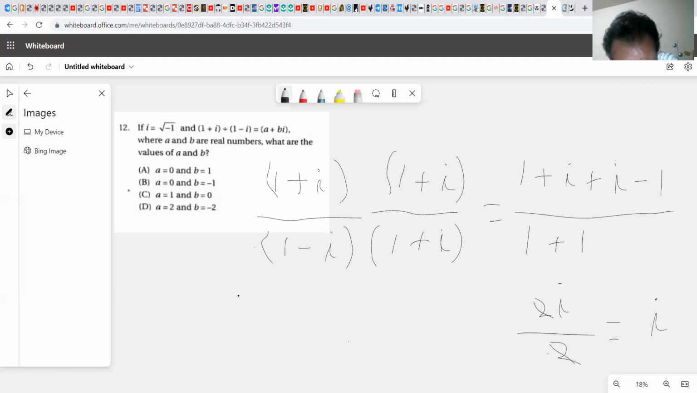So what happened is the a came out to be 0. The real part canceled out, and the b, the number that's multiplying the i, is just 1. So b equals 1. Therefore the answer is a equals 0 and b equals 1. So it's this one.